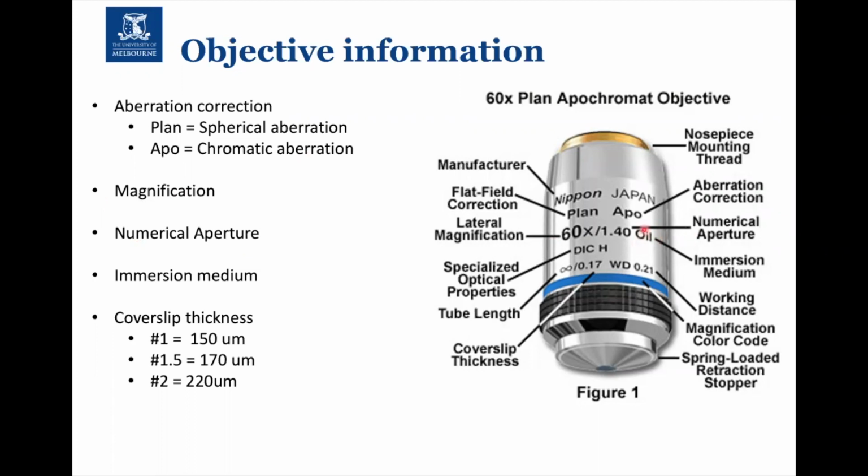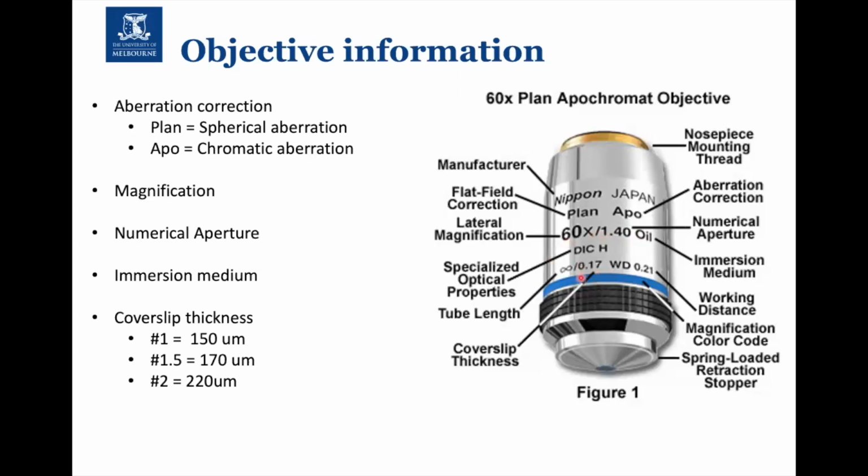The next one after that is the immersion medium. So if it's an oil, a water, a glycerol lens, it will say there. If it doesn't say anything, then it will tend to be an air lens. Air lenses also tend to have an NA below 1. So that's a bit of a giveaway if you're ever concerned. If your objective has a 0.7 NA, then it's almost likely to be an air lens.